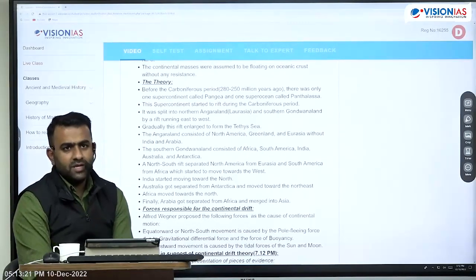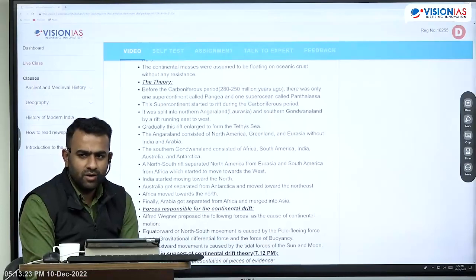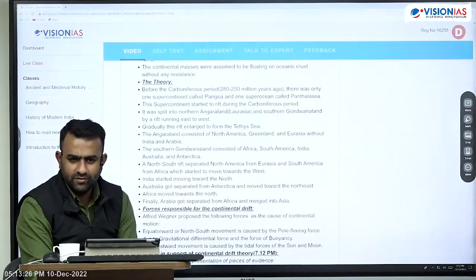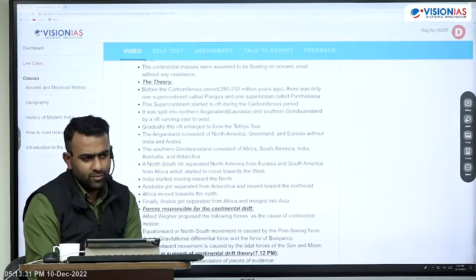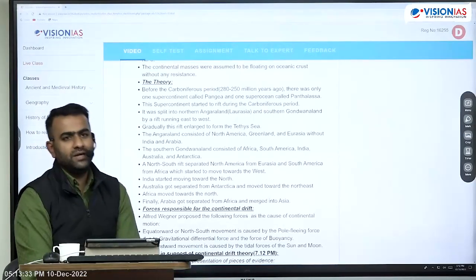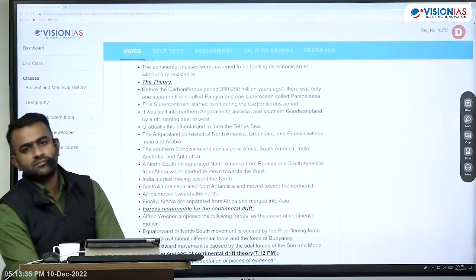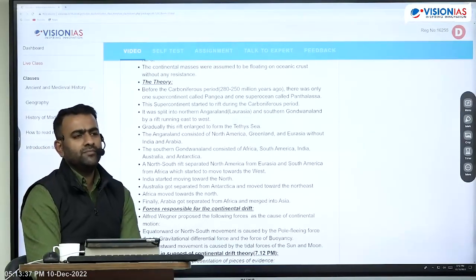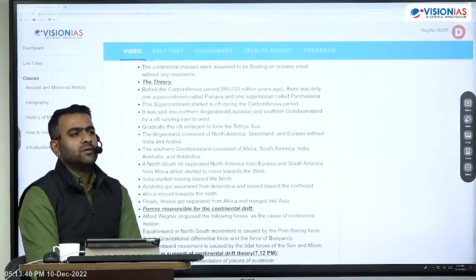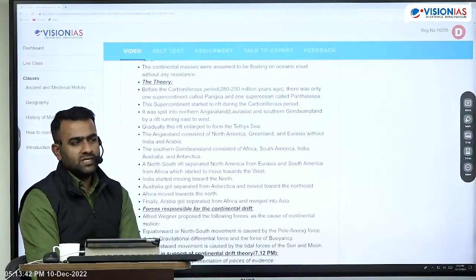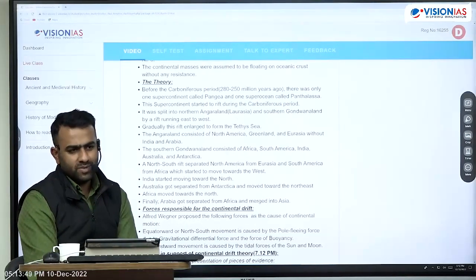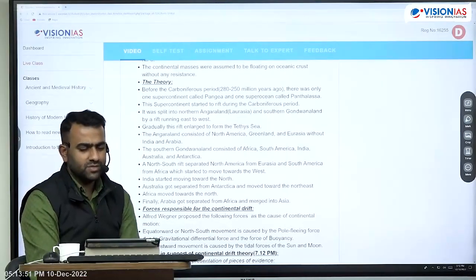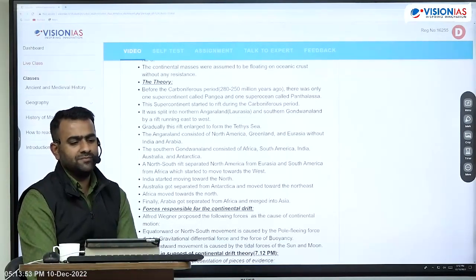You have to be very careful while using this word continent. You should use the word continent. You should never use the word plate here. At that time, plate was not spoken of; the word plate itself was coined much later. The continents were actually moving, and there was Pangaea and Panthalassa, which then got separated into Angaraland and Gondwanaland, with the Tethys Sea in between. Gradually these parts got separated and moved in different directions. So that is what continental drift theory is.